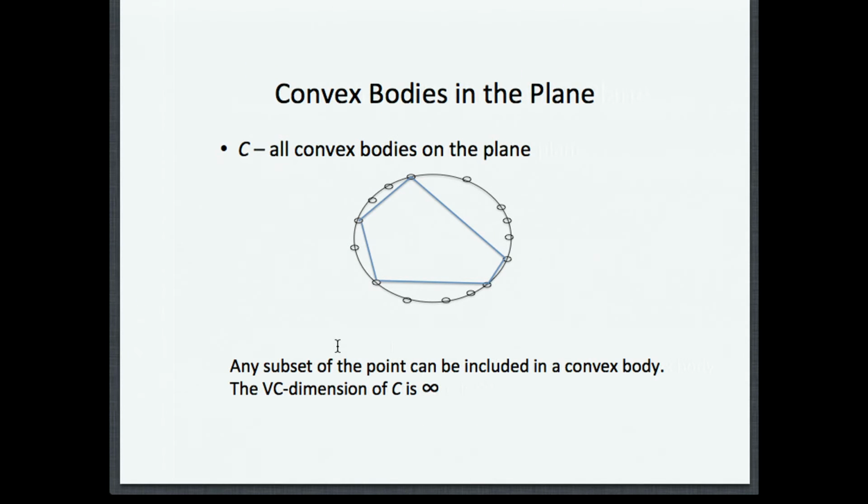And just so that you don't get the idea that every simple example has a small VC dimension, if we look at all convex bodies on the plane, in fact it's enough to look at all polytopes, then this concept class has infinite VC dimension. Why? I can put any number of points on a circle, and I can identify any subset of these points, connect them or include them in a polytope, and not include the rest of them. So I can shatter any set of points of any size using convex bodies, and so this concept class has infinite VC dimension.